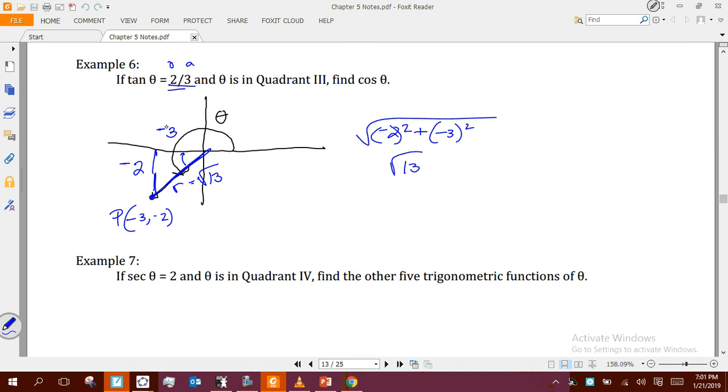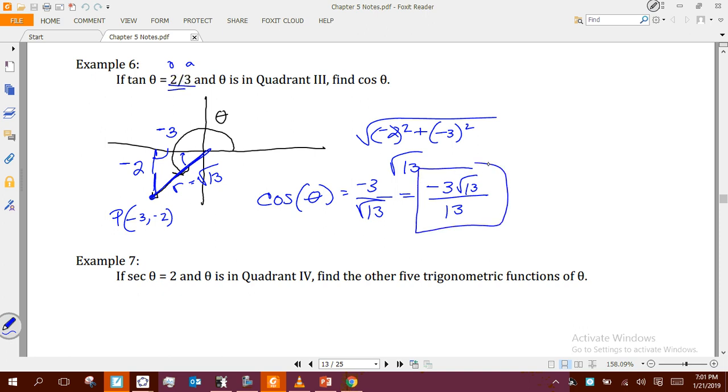So now it asks, once I've got these three components of this right triangle, I can now find cosine. So cosine of this theta is equal to adjacent divided by hypotenuse, so -3 over root 13. And we like to rationalize that, so -3 radical 13 over 13. If they ask me to find the cosine, that's that.